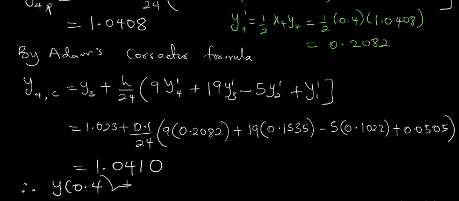Now the final answer by the Adams predictor-corrector method, this value, which is Y4, is actually 1.0410. So this is how to use the Adams-Bashforth method to solve a differential equation numerically.